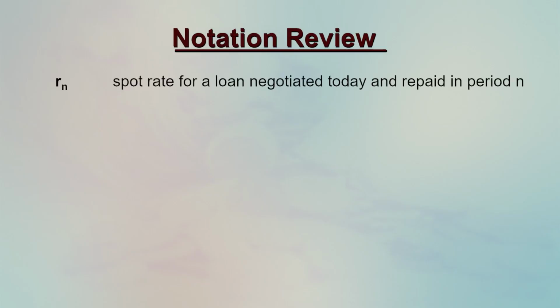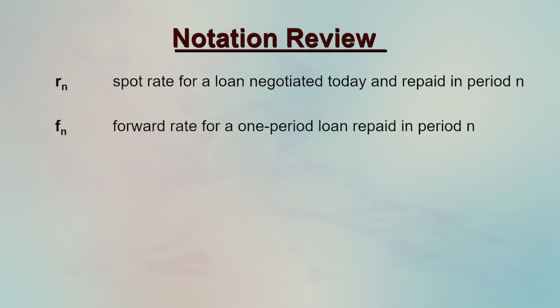So that is what comes to the notation review based on all these concepts that we have developed. Rn stands for the spot rate for a loan negotiated today and repaid in the period n. That means this is basically the loan which is raised in the year 2022, but it will be repaid suppose in 2027 or 28. That is the Rn. Fn is the forward rate for a 1 period loan repaid in period n. That means a 1 period loan in the sense of a lag of 1 year, but forward because of the rate which is projected in future.